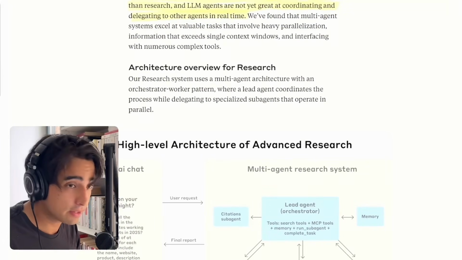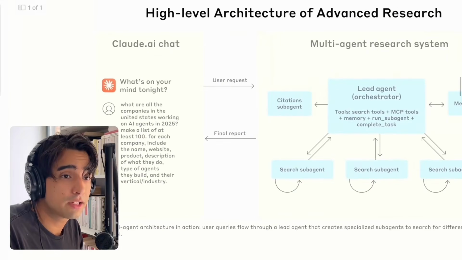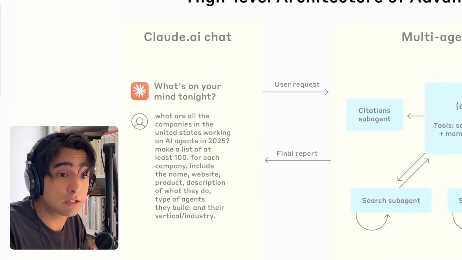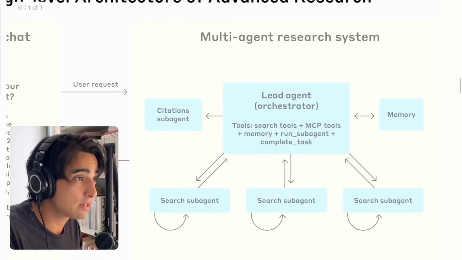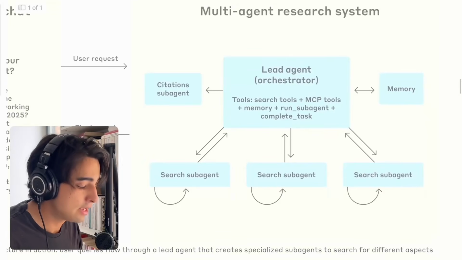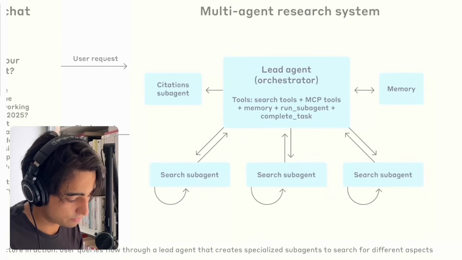The architecture right here is actually a very interesting approach. On the left, you have your client, which is your Claude AI chat or whichever interface you're using to communicate with this multi-agent system. And on the right, you have the actual multi-agent research system. And as you can see, you have one lead agent orchestrator. Let me just show this to you right here.